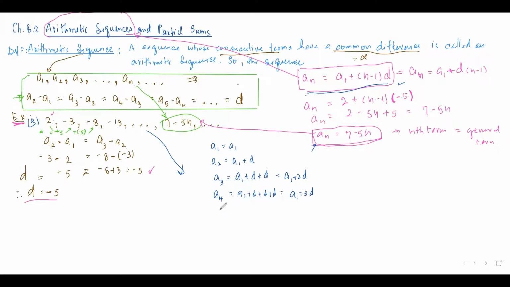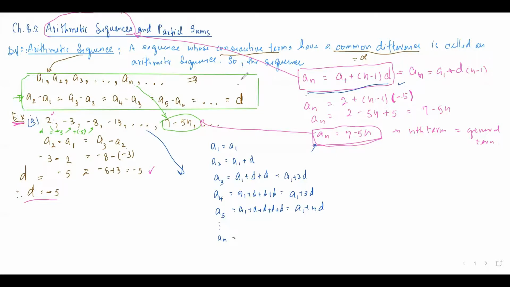And so on. So A5 becomes A1 plus how many D? 4D, correct? That's D plus D plus D and plus another D, so equal to A1 plus 4D. Until you get up to the n term, correct?